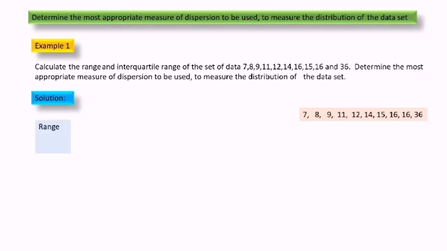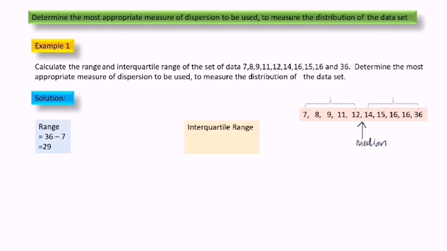Still remember the formula for the range? The formula for the range is largest value minus smallest value. So 36 minus 7, range equal to 29. Before we find the interquartile range, we need to determine the median. So median is at the middle of the set of data. So it's here.